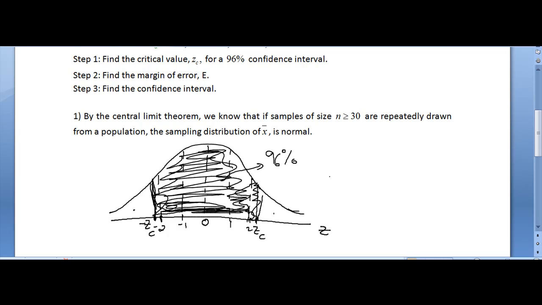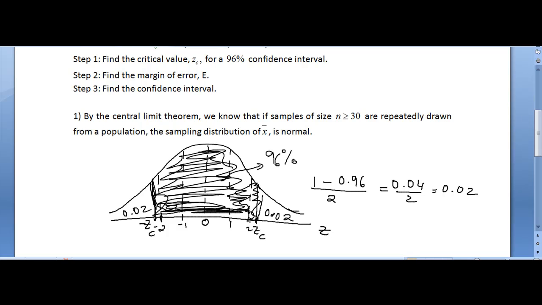So the total area is 100% or 1, and from that we take away 96% or 0.96 and divide it equally into the two tails, the left tail and the right tail. So that gives us 0.04 divided by 2, which is 0.02. So this means that there is 2% or 0.02 of the area in each tail. So now if you look up an area of 0.02 in the standard normal table, you can find what the minus ZC value is.